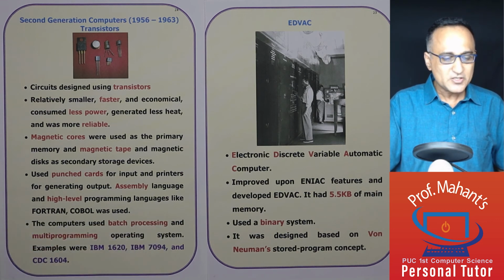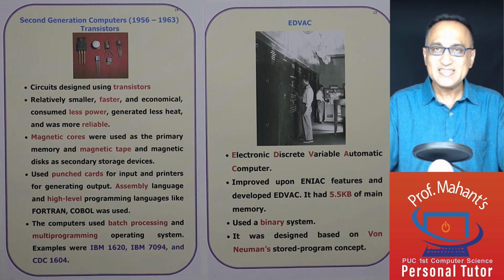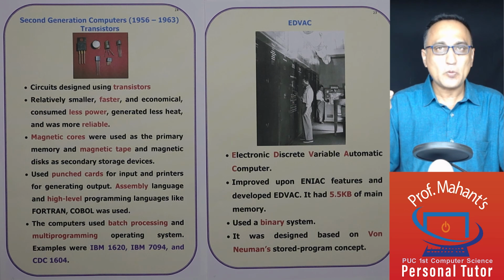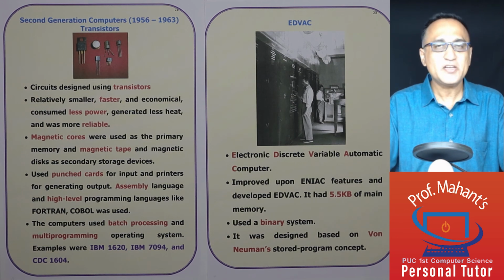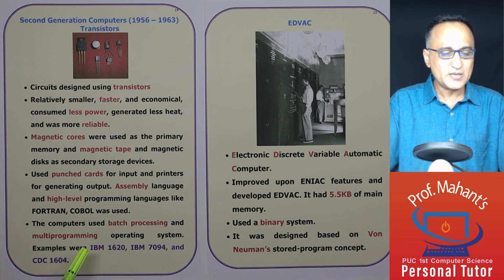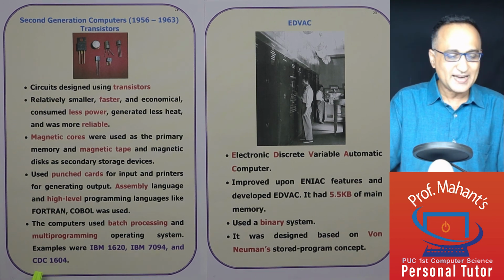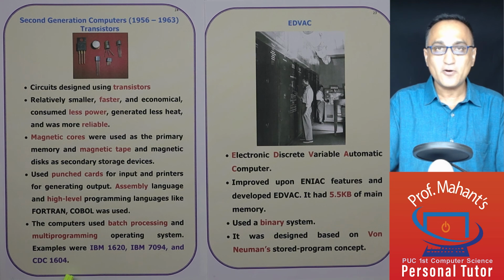The computers used techniques called batch processing and multi-programming. These are again concepts related to operating systems, which we shall be covering in chapter 4, which stands for software related concepts prescribed in your syllabus. So they used batch processing and multi-programming. Examples of machines of this particular generation were IBM 1620, IBM 7094, and CDC 1604.